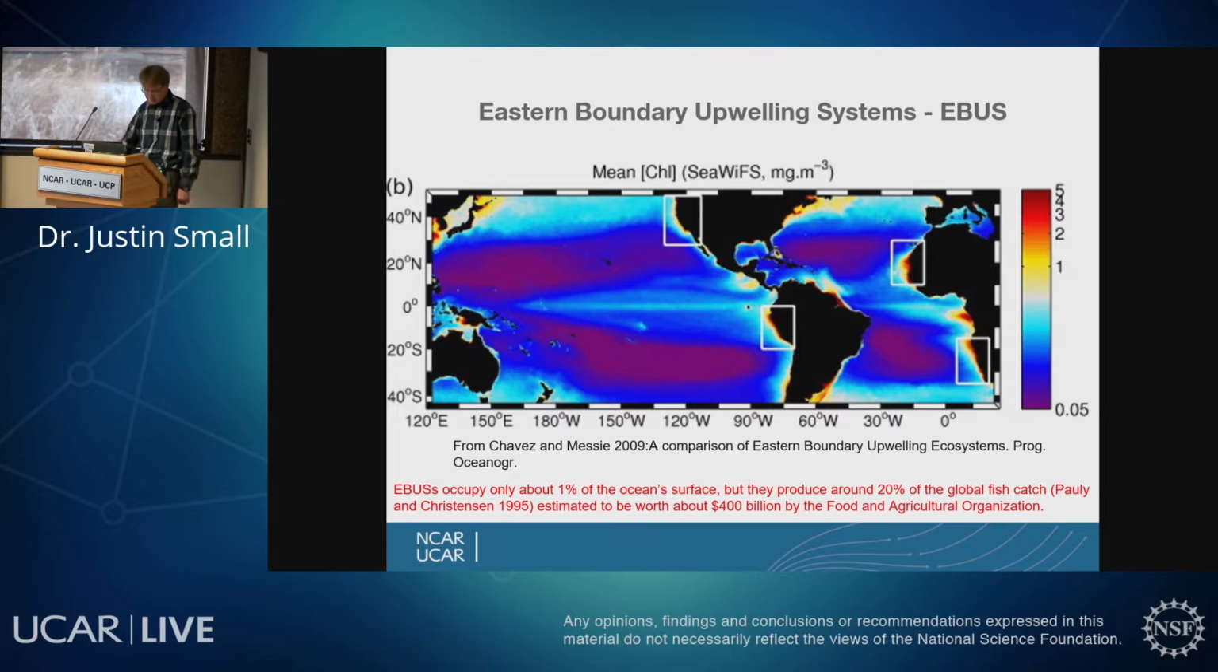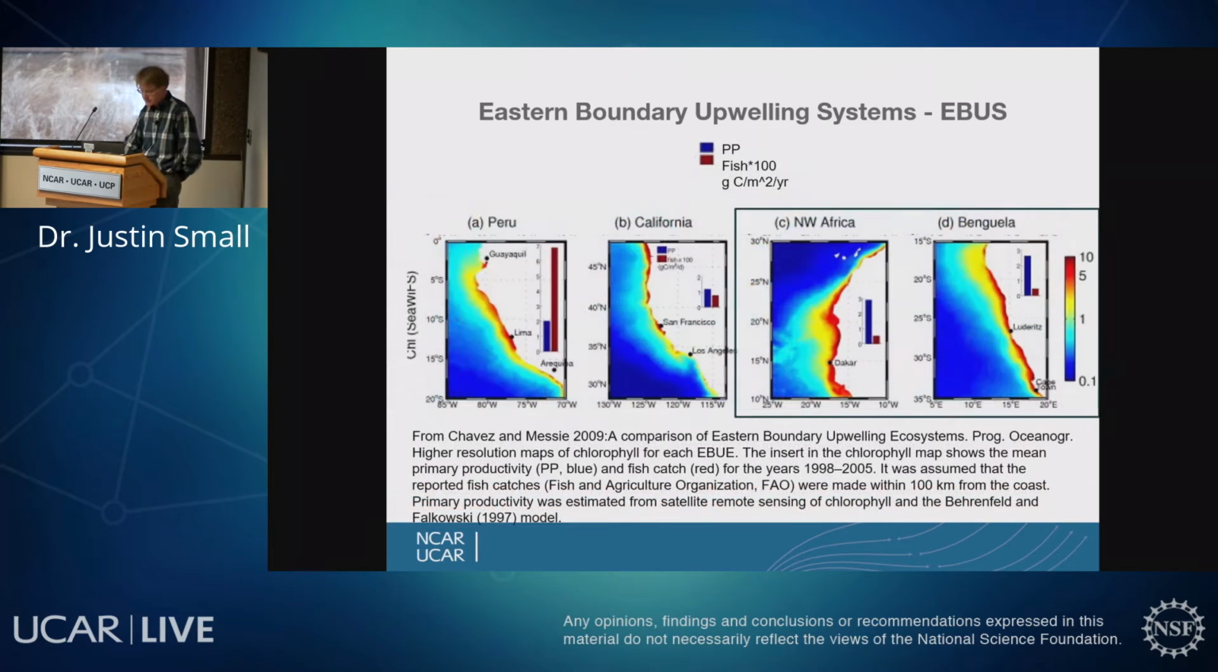This is a famous quote I'm listing here. But they produce about 20% of the global fish catch, worth up to about 400 billion currently. So these are important regions for global food supply.